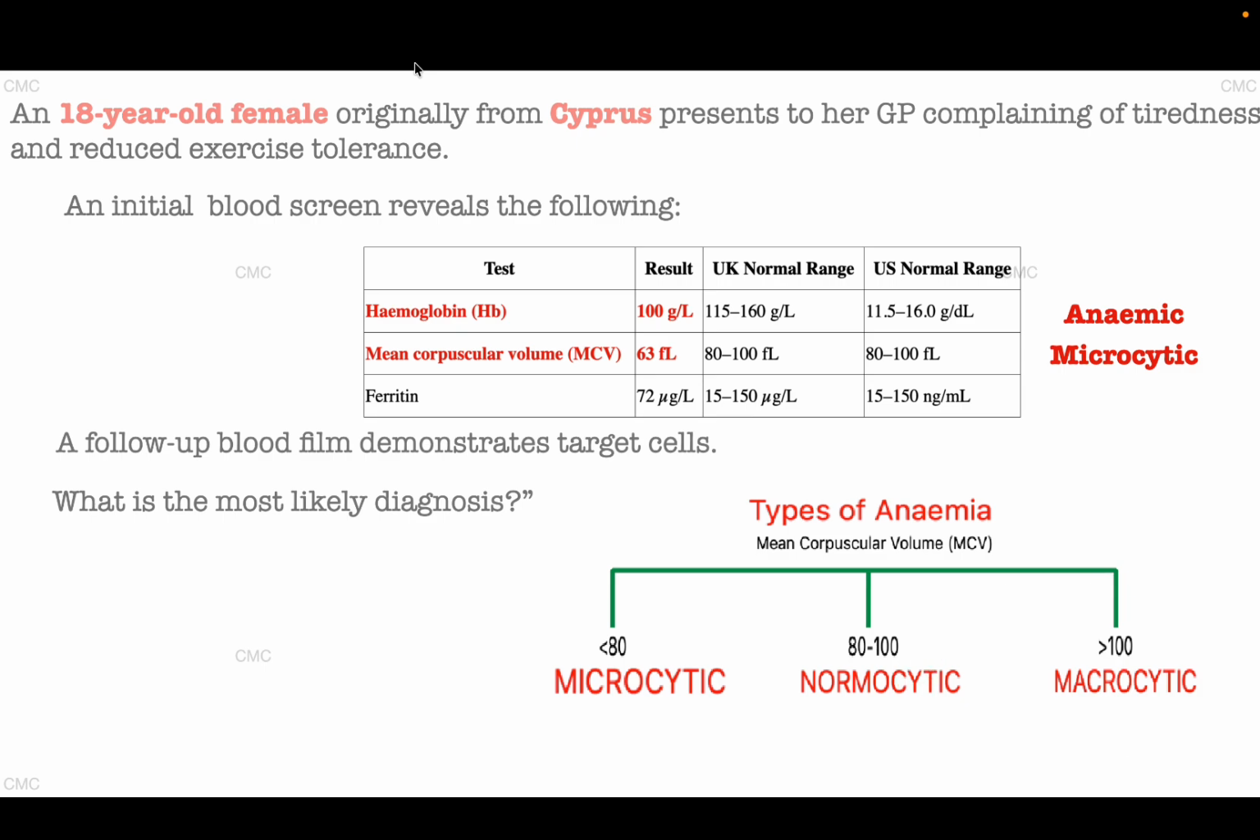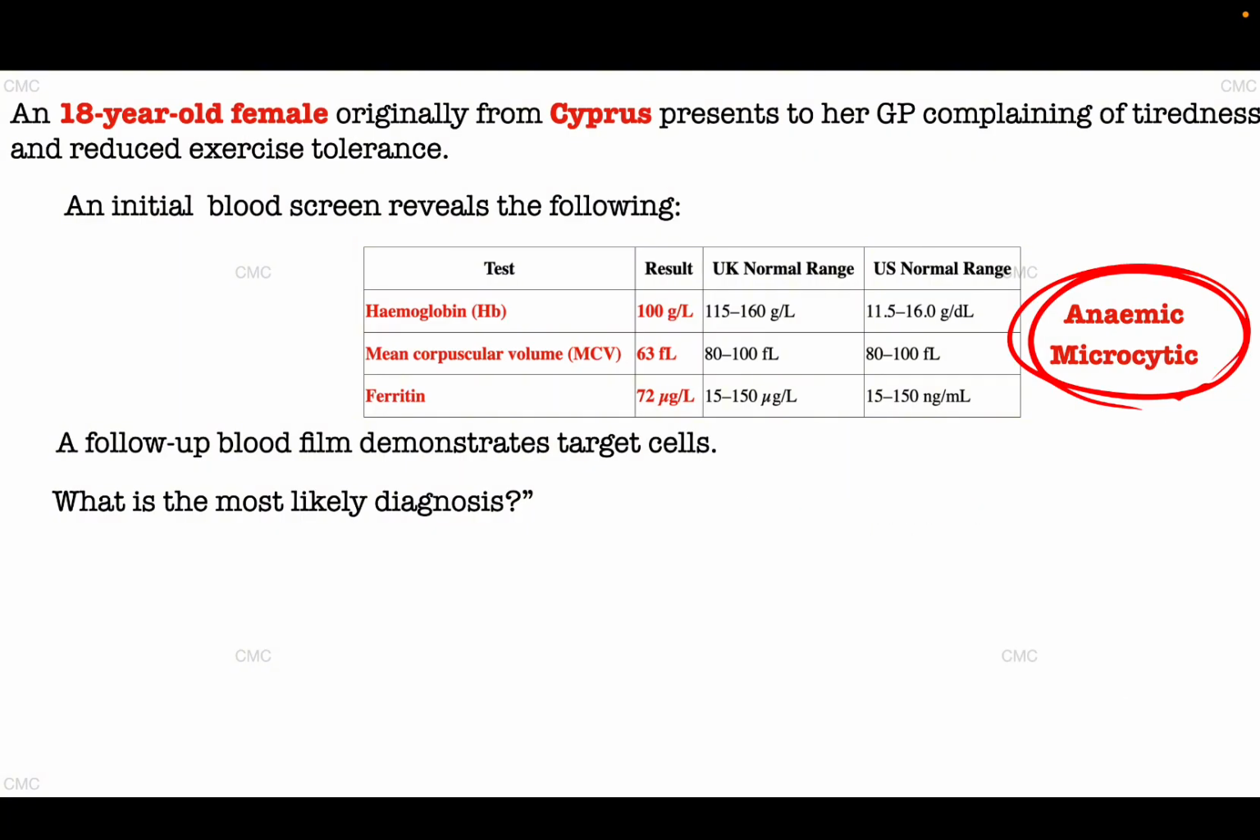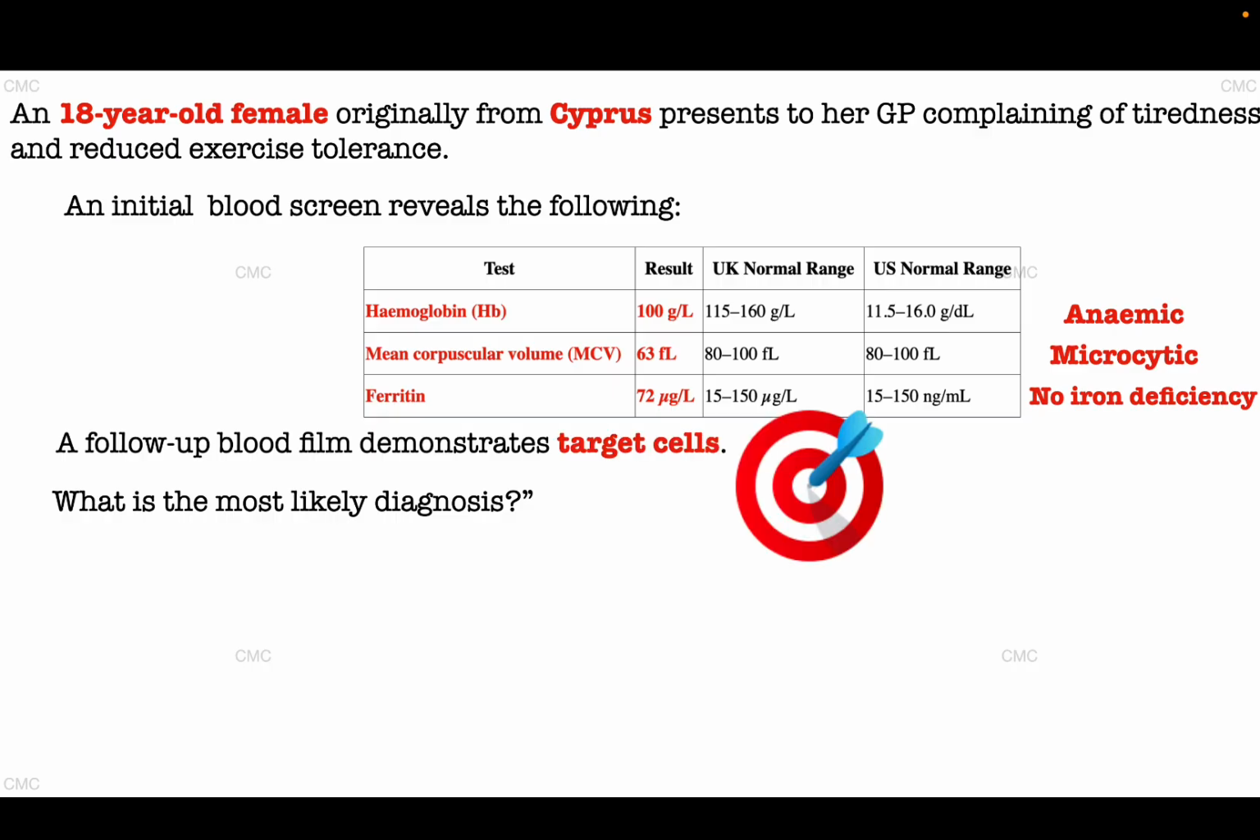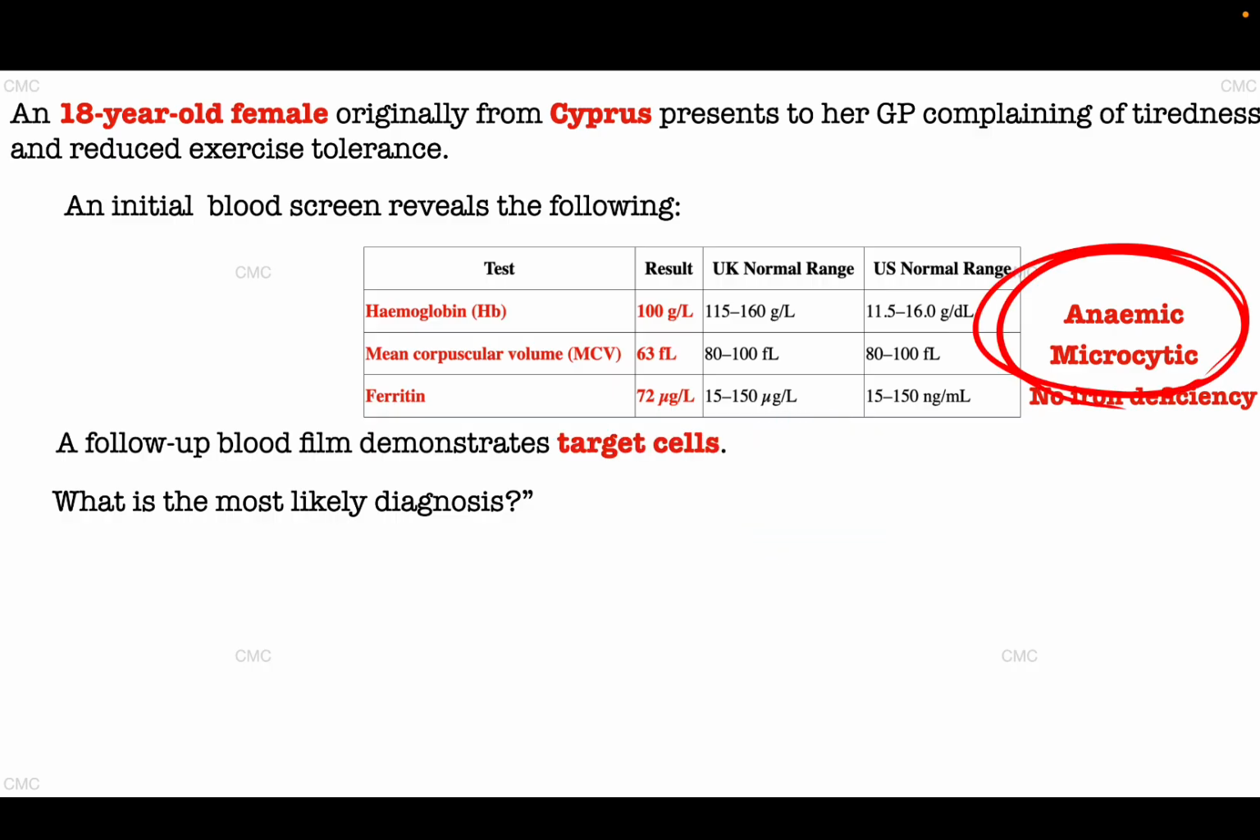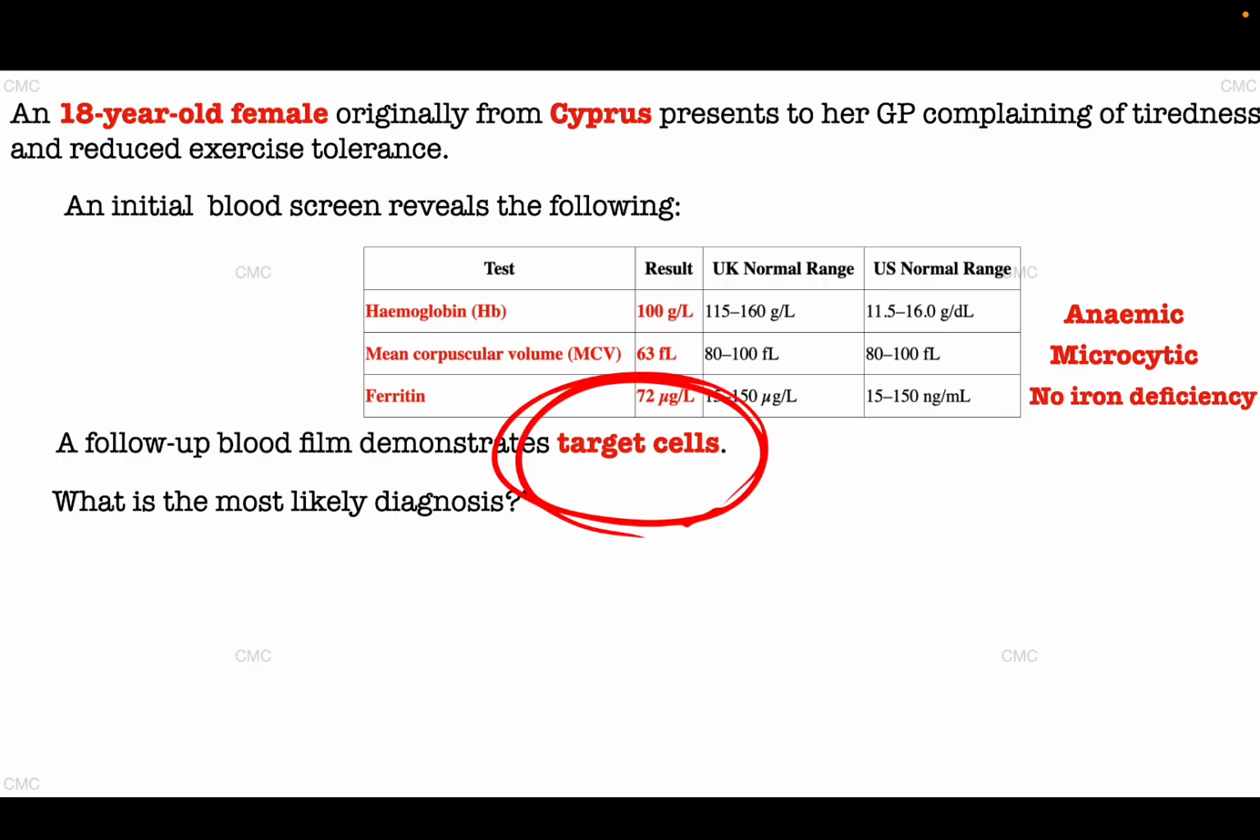At this point, we have already categorized the problem. She has microcytic anemia. Now we look at the iron status. Her ferritin is normal, so there is no evidence of iron deficiency anemia. And finally, the blood film shows something very specific: target cells. So putting this together, we now have a microcytic anemia with normal iron stores and a blood film showing target cells, which should immediately narrow our differential significantly before we even touch the options.